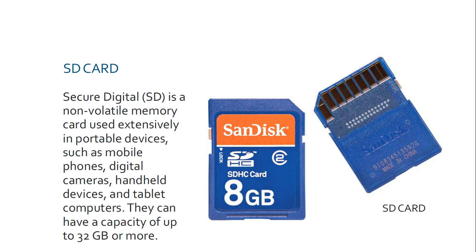This SD card is used in mobile phones, digital cameras, handheld devices, and tablet computers. Handheld devices means you can utilize it in your hand. Normally we use the mobile phone as a handheld device. But we have a lot of handheld devices for checking weight, sugar level, and blood pressure. We can combine all those applications, and that is called a handheld device.